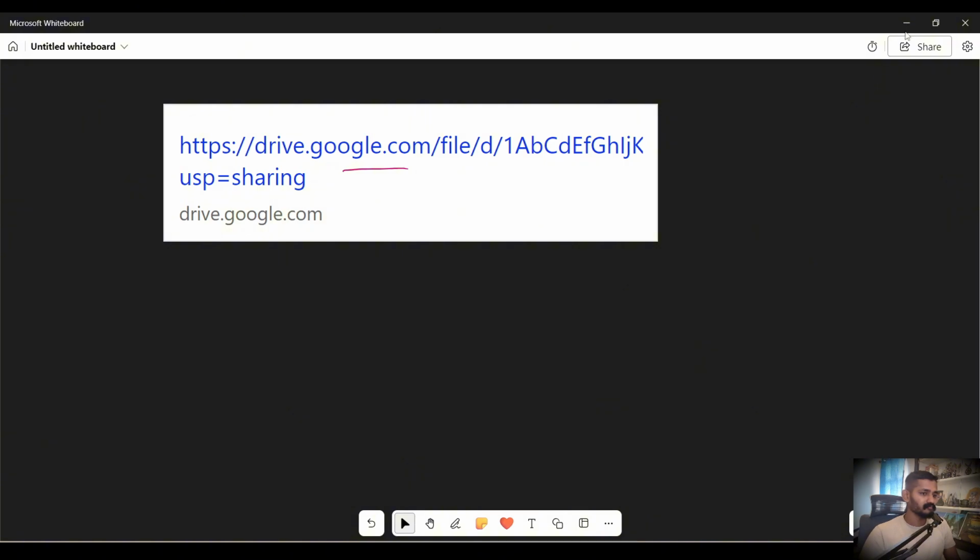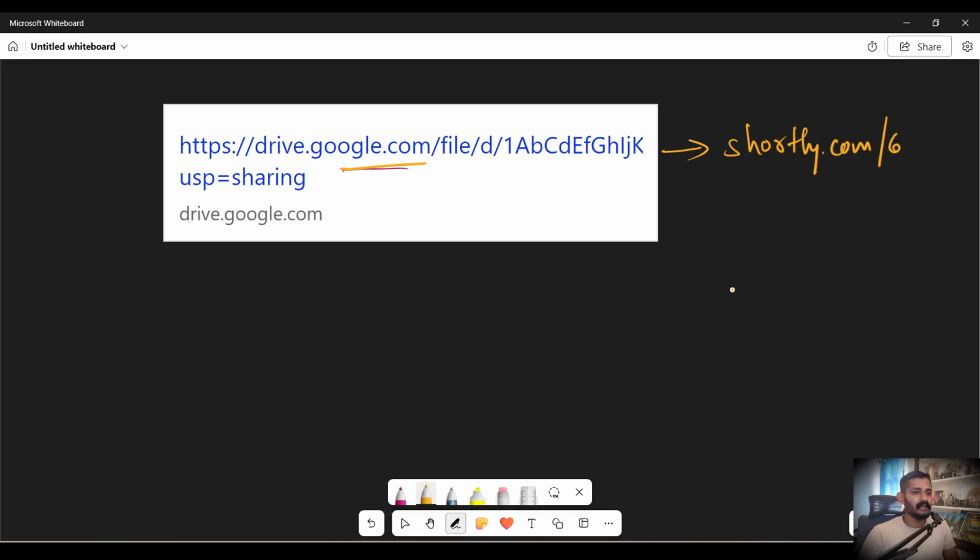If I show you here, whenever you go into Google and upload it, this is the URL you will get, right? But if you go to a URL shortening provider, like shortly.com, it shortens it to something very short, like 658fe, like this. So now I can type this one and download it. So how are they actually shortening it?